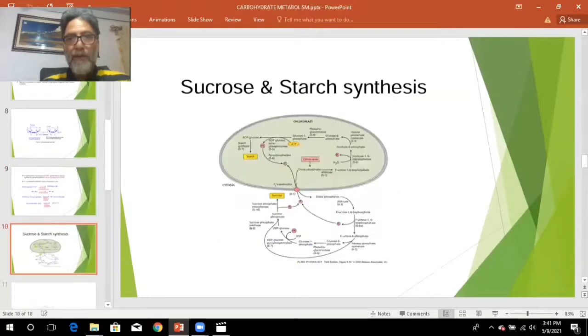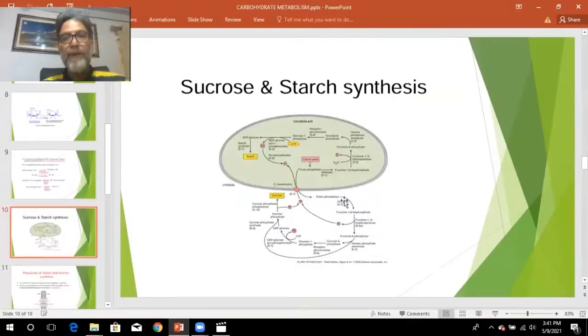We'll see through this diagram how it's being synthesized. This is the chloroplast. This is the cytosol of the mesophyll cell. We have at the center the Calvin cycle. During daytime in the Calvin cycle, as you have understood, there is carboxylation, reduction, and formation of hexose and regeneration of RuBP, but there is formation of triose phosphates.